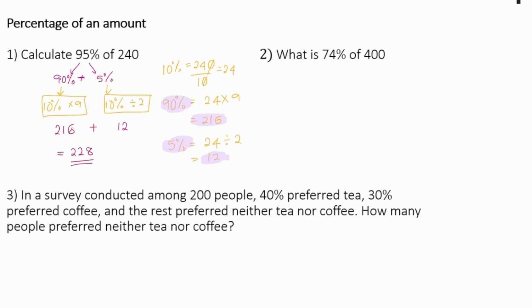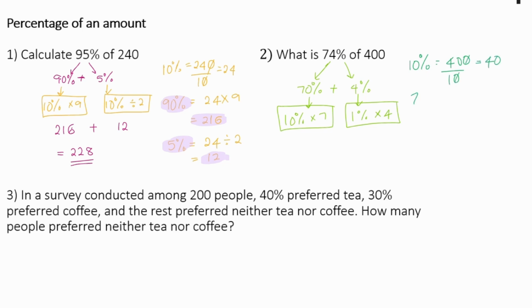Number 2 says, what is 74% of 400? So to find 74%, we can first find 70% and then add it on to 4%. 70% can be found by first finding 10%, then multiplying it by 7. And for 4%, we can first find 1%, and then multiply it by 4. So to find 10% of 400, we take 400 and divide it by 10. That gives us 40. To find 70%, we take our 10%, which was 40, and then multiply it by 7. And that gives us 280.